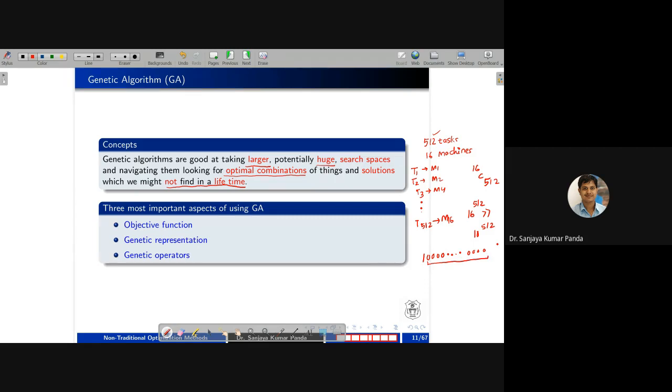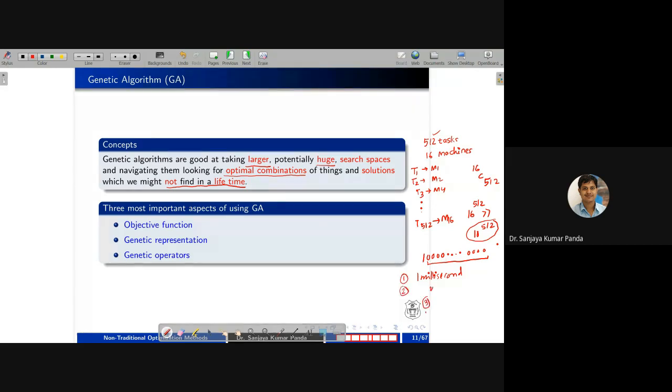So imagine the number of solutions is more than 1 followed by 512 zeros. I have taken 10 to the power 512 for easy discussion. If you go for each and every solution, suppose per solution it is 1 millisecond. Your computer will take 1 millisecond to test one particular solution. It will assign 512 different tasks to 16 different machines and see how much time it is taking. Then it will choose the second solution, which also takes 1 millisecond.